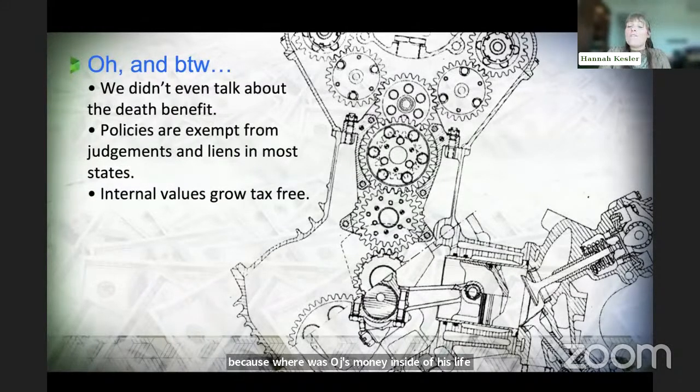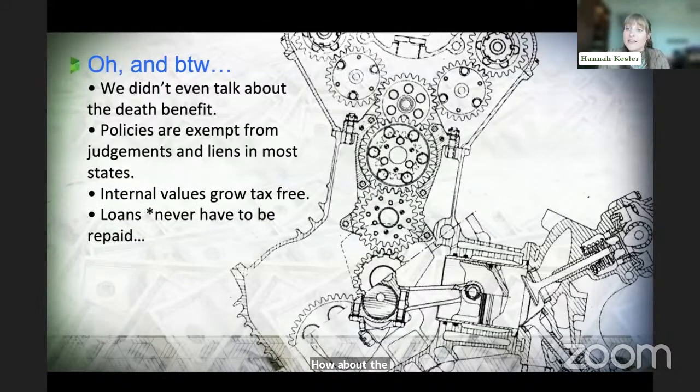How about the internal values of the policy grow tax-free? So the government's completely out of our hair. Because here's what I want to do. I want to pay tax on my money one time only, at the lowest rate possible, and then get that money into a tax-free environment where now it's growing tax-free for us. Totally opposite to what we've been taught by putting money into qualified accounts. And how about loans never have to be paid back?